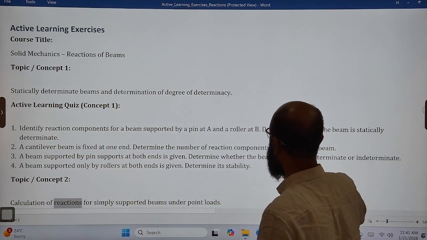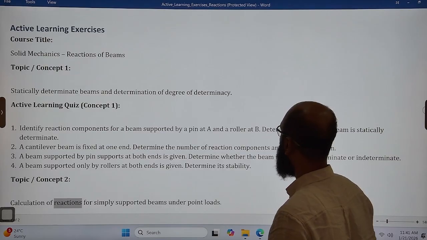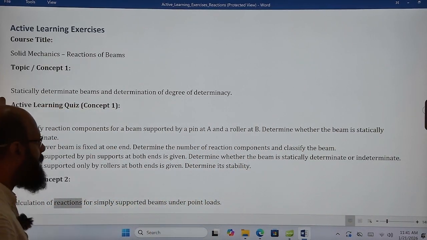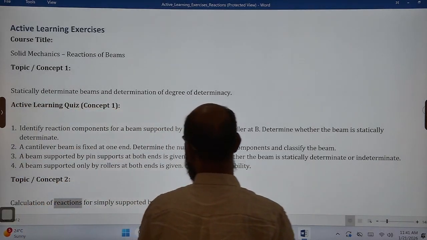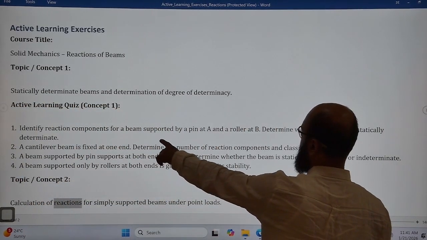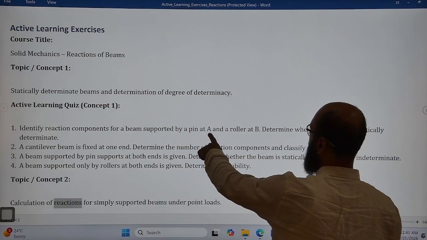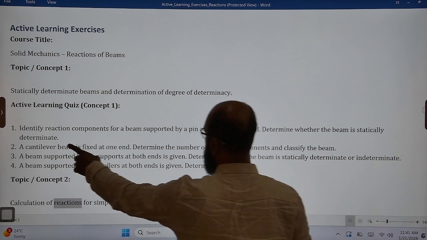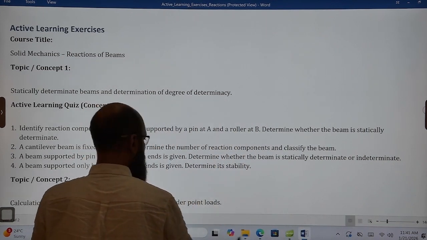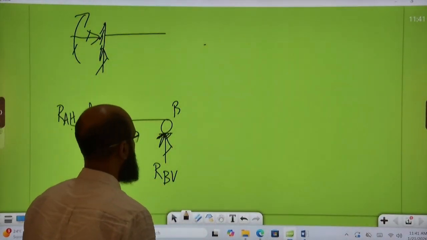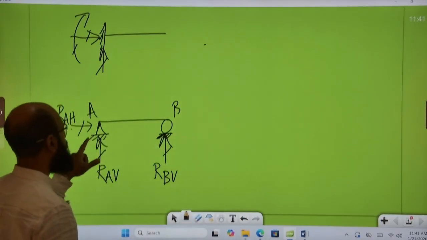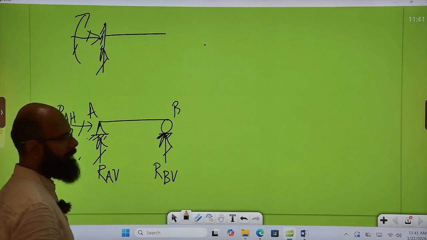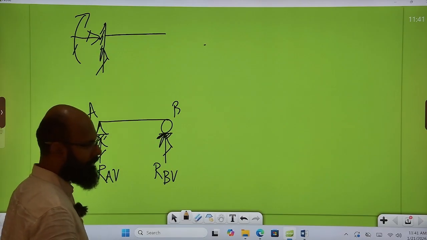First, what we have discussed till now, I have some questions. Identify reaction components of a beam supported by a pin at A and roller at B. Determine whether the beam is statically determinate. A support is pin and B support is roller. You are asked to find out whether it is a determinate or indeterminate beam, which we have already discussed.